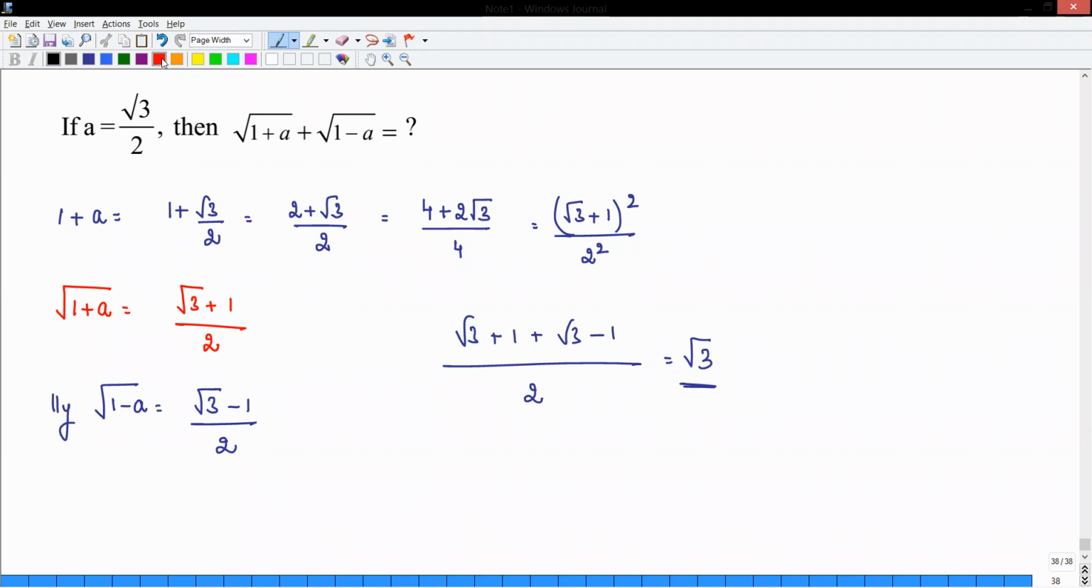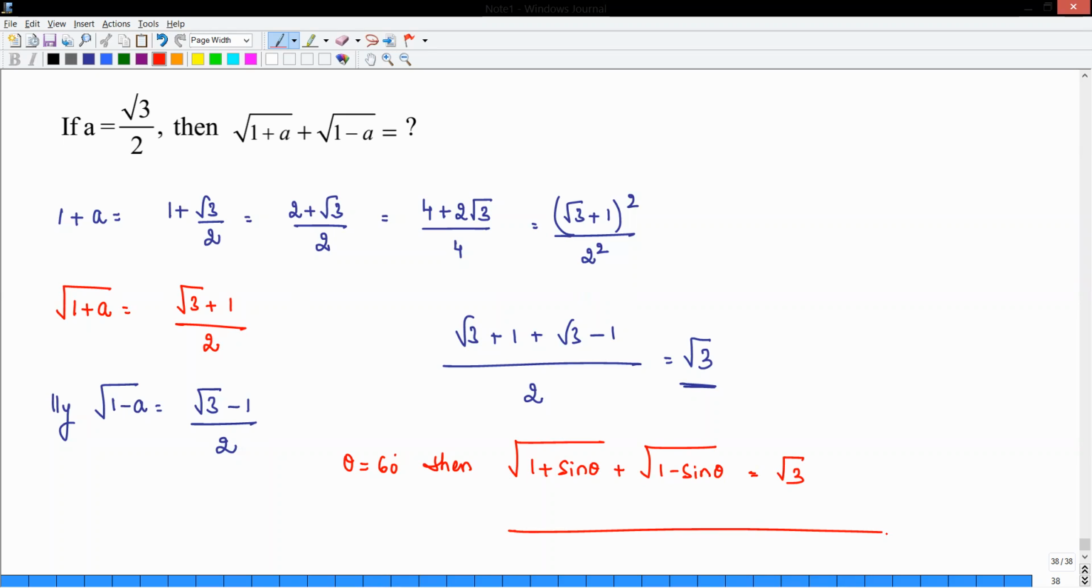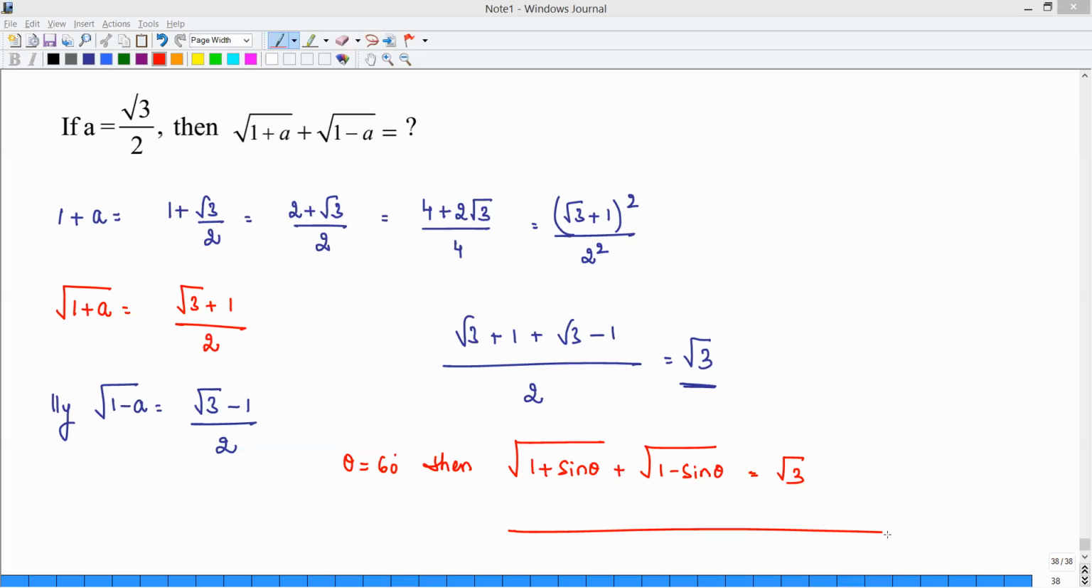Sometimes they'll also ask you this equation, they may completely change it into trigonometry and say if theta is equal to 60 degrees, then root of 1 plus sine theta plus root of 1 minus sine theta is also root of 3.